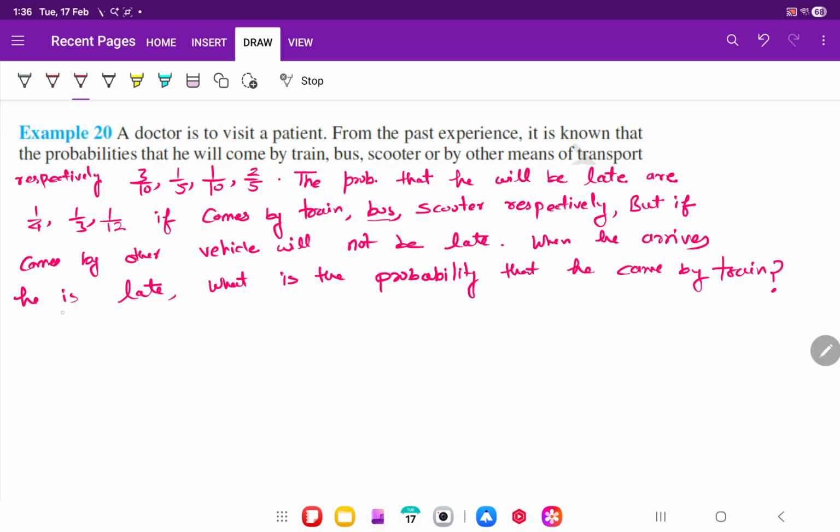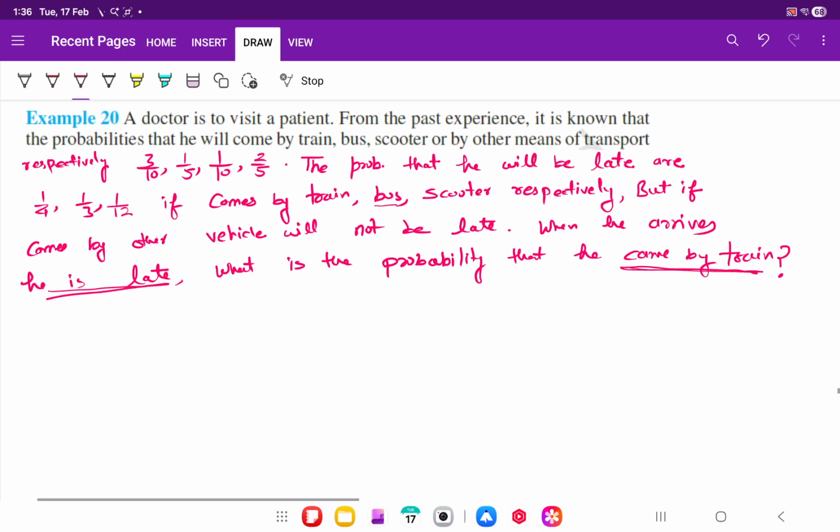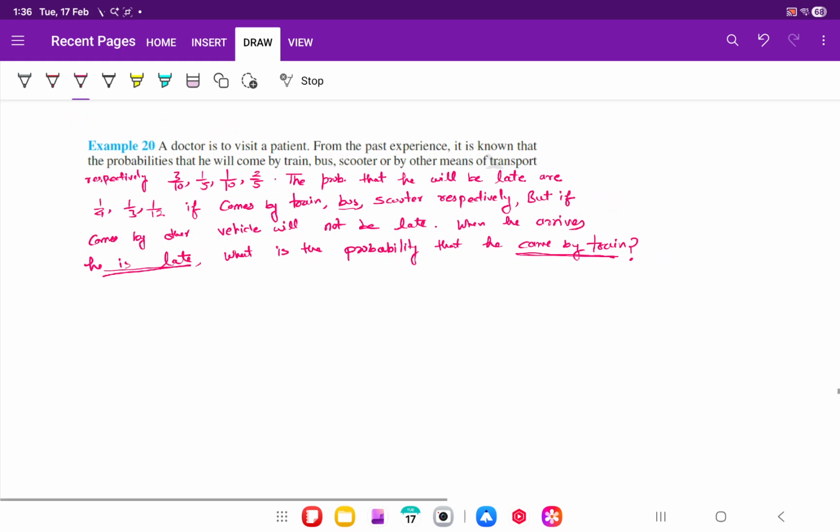When he arrives, he is late. So what is the probability that he came by train? This is a 2-level selection. First he selects the vehicle, and second, whether he is late. So we will apply Bayes theorem here. For that, let me collect the information in the form of a flowchart. Okay, let me draw the flowchart.